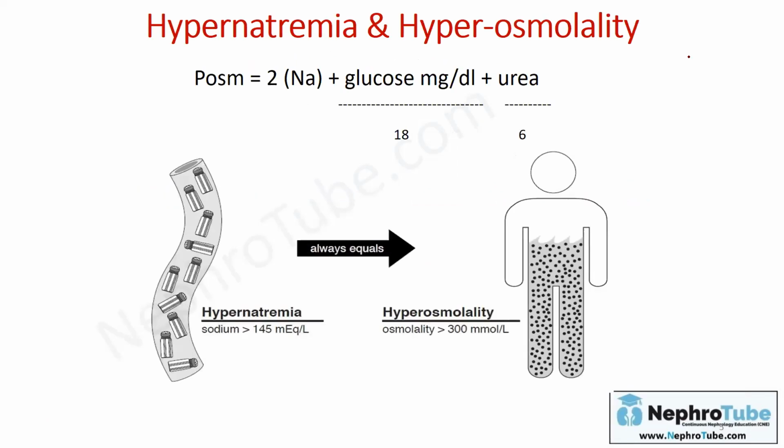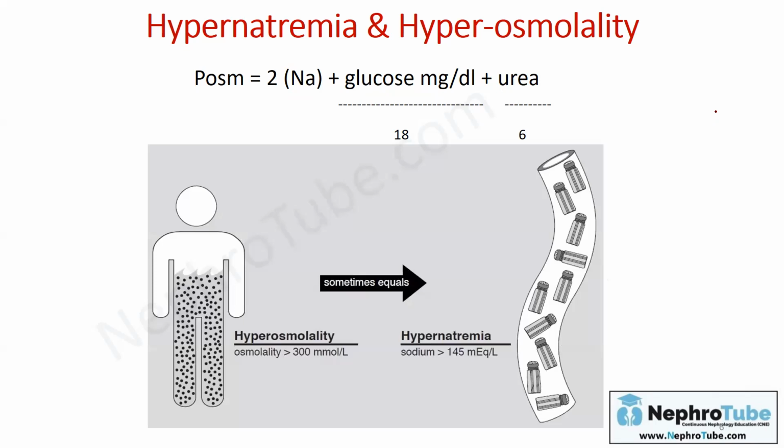As we mentioned before in the lecture of hyponatremia, plasma osmolality depends, in its equation, on the sodium, glucose, and urea or blood urea nitrogen. So when there is hypernatremia, there will always be hyperosmolality. So hypernatremia always equals hyperosmolality. But actually the opposite is not true.